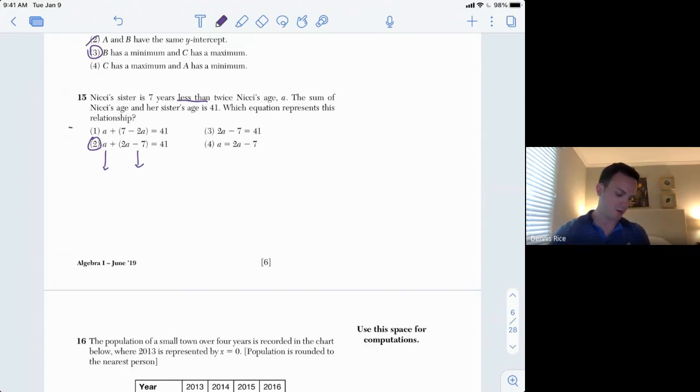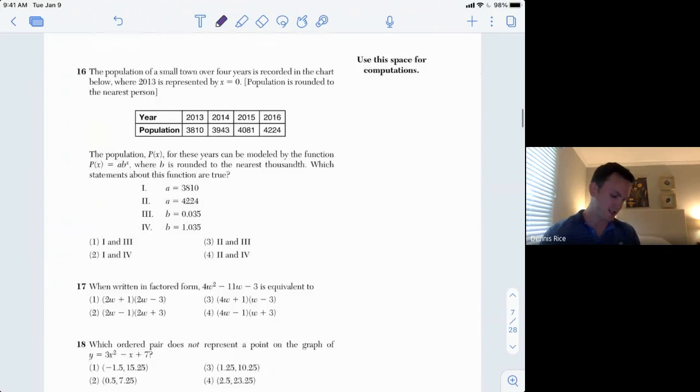I could see people putting choice 1. I'm looking through. Only a few people. Okay, only like a handful. Yeah, only a few of you guys. Okay, I foresaw more people putting choice 1, I guess, but we recognize, hey, 7 less than actually means minus 7 on the end, rather than just translating it directly. Good. Number 16.